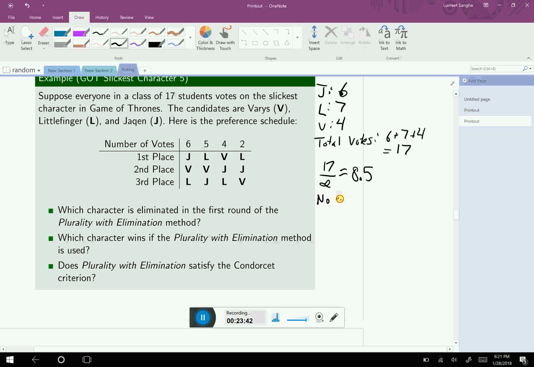So no one has over 8.5 votes. So no one has a majority. So no one is a majority yet, so we eliminate the person who has the fewest. So that means we eliminate Varus. So V gets eliminated.